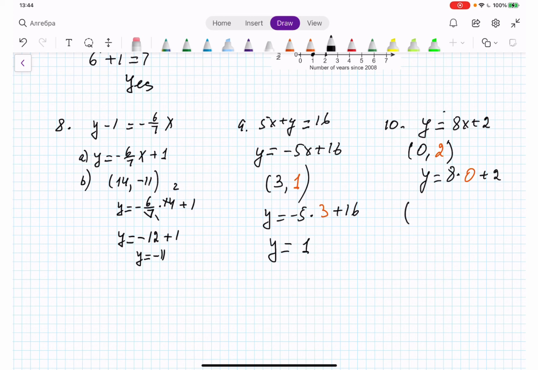Next coordinate, we have 5, and we need to find y. How much will it be? 8 times 5 plus 2, and it's going to be 42. Question number 11.